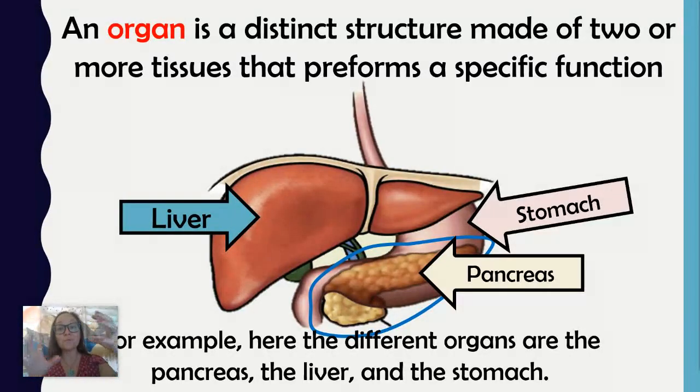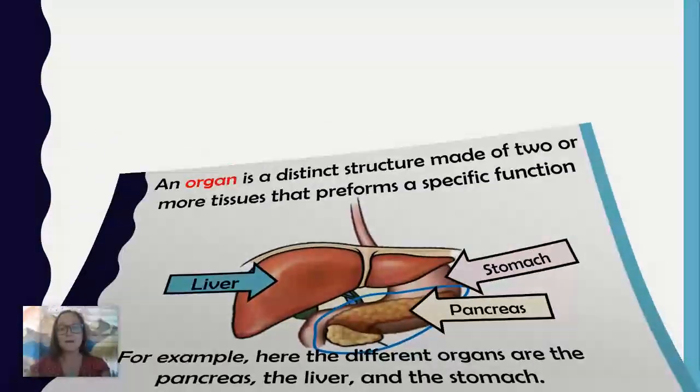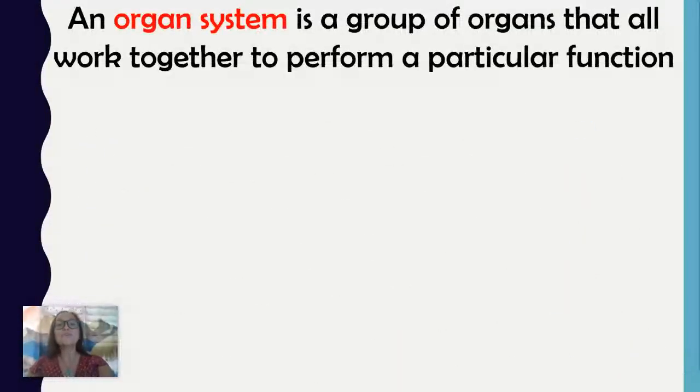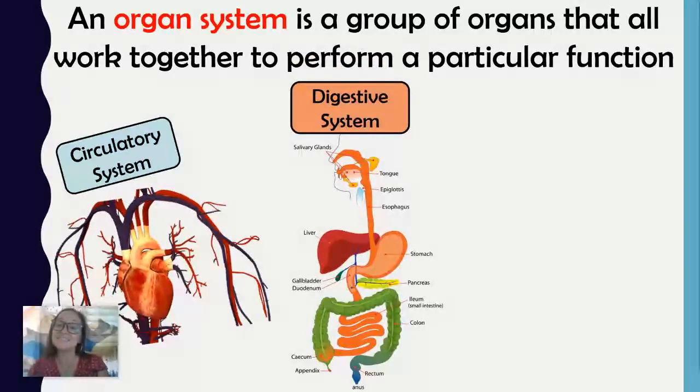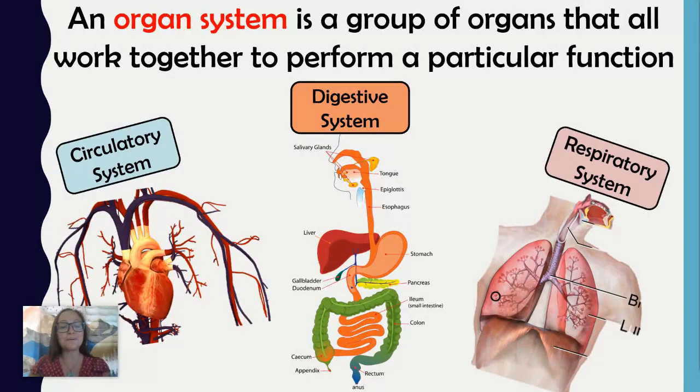Now, our organs will work in concert with other organs to form what we call organ systems. An organ system is a group of organs that all work together to perform a particular function. So we are familiar with the circulatory system, the digestive system, or the respiratory system, for example. Let's just take the digestive system, and you can see the digestive system is made of quite a few organs. You have the liver, the stomach, the pancreas, and the large and small intestines. If you look at the circulatory system, you have the heart and you have the veins, the arteries, and the capillaries.